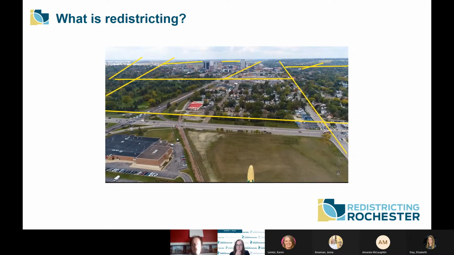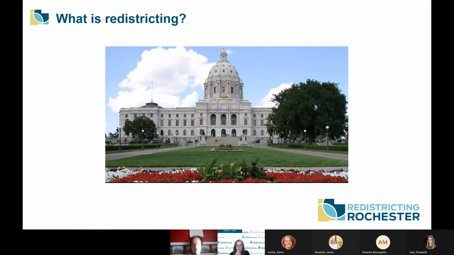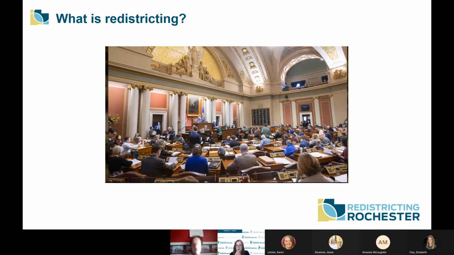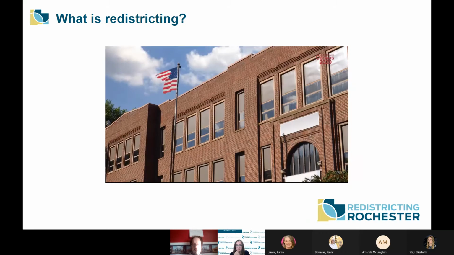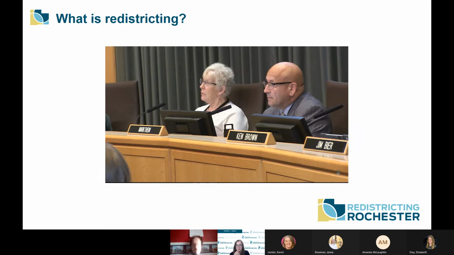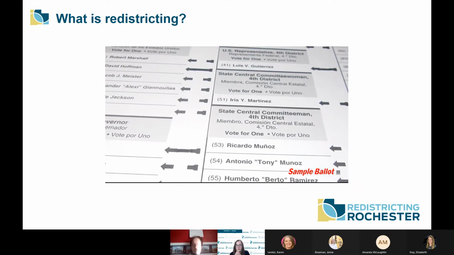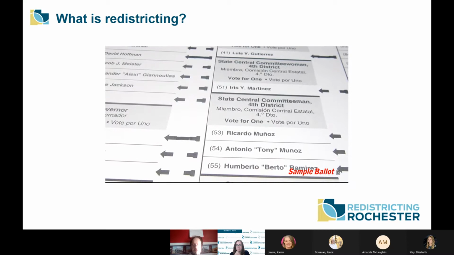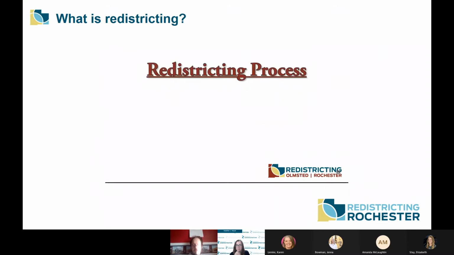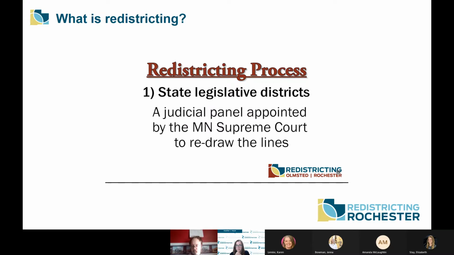Redistricting impacts all levels of government, including the U.S. House of Representatives, the Minnesota State Legislature, local school boards, city councils, and county boards. The names you see on your August 9th primary ballot in 2022 could also be impacted because of the changes to district boundaries. The first step in the process in Minnesota is the state legislative districts. If the state legislature is unable to reach an agreement on redistricting by the deadlines outlined in the statute, a judicial panel appointed by the Minnesota Supreme Court steps in to redraw the lines.